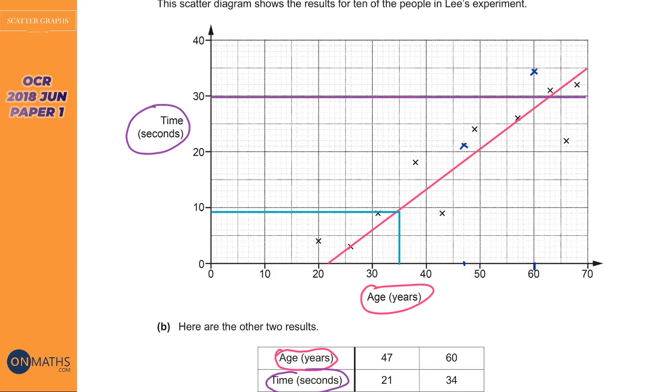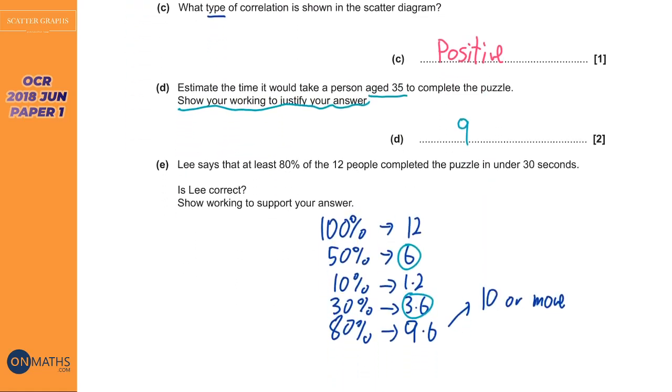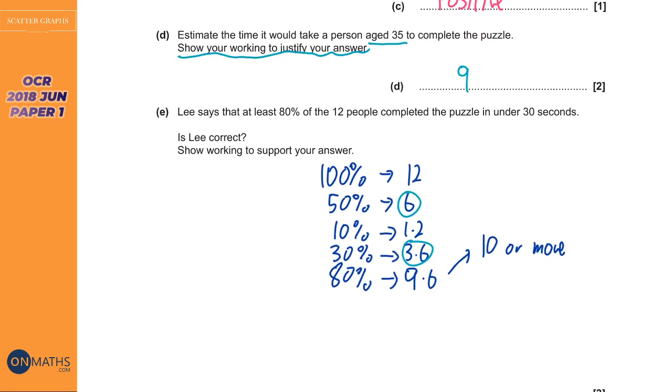And so what we just need to do is count the amount underneath that. So 1, 2, 3, 4, 5, 6, 7, 8, 9. So there are 9 below it. So we need to write that down somewhere. So 9 were under 30 seconds.